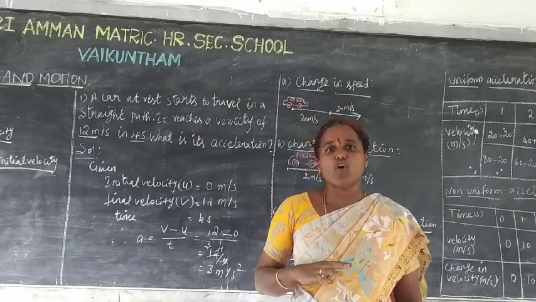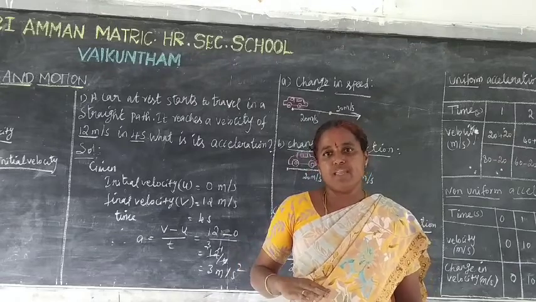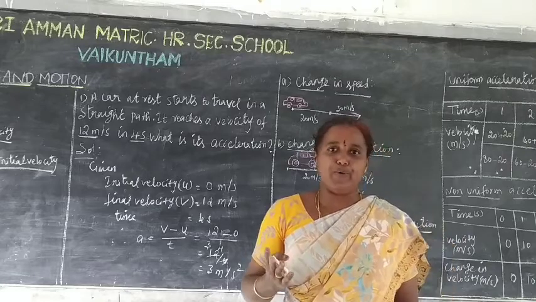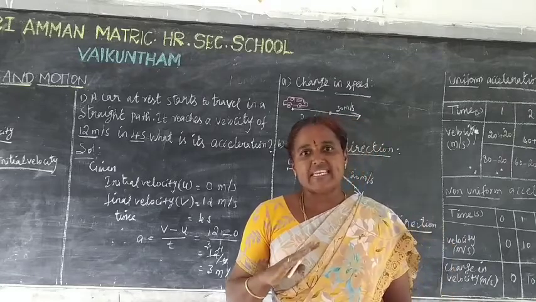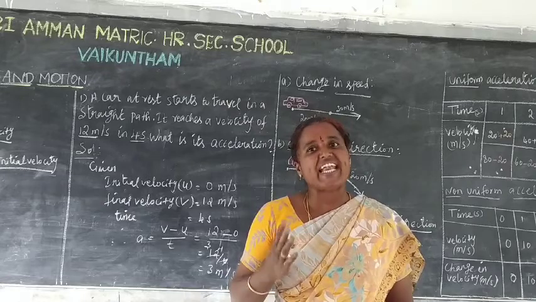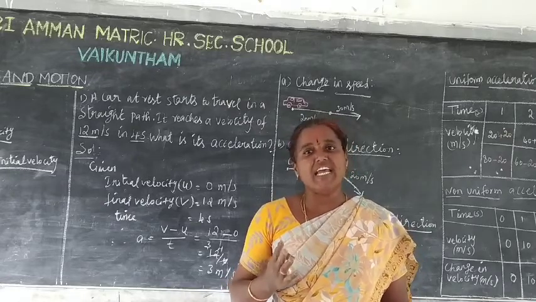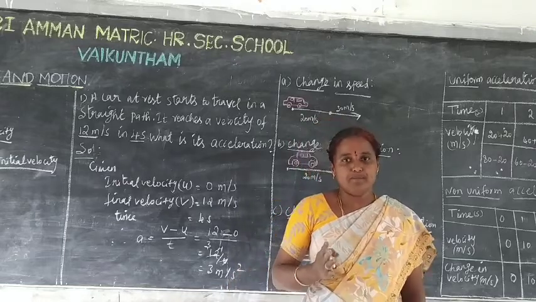Thus, velocity goes on decreasing. When velocity goes on decreasing, acceleration is negative. Negative acceleration is opposite to the direction of velocity.